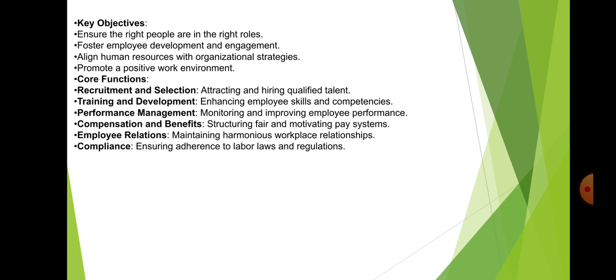So, what are the core functions of HRM? First function, we have recruitment and selection. Second function, we have training and development. Third function, we have performance management. Fourth function, we have compensation and benefits. Apart from that, we have employee relations and compliance. So let's understand these topics one by one thoroughly.